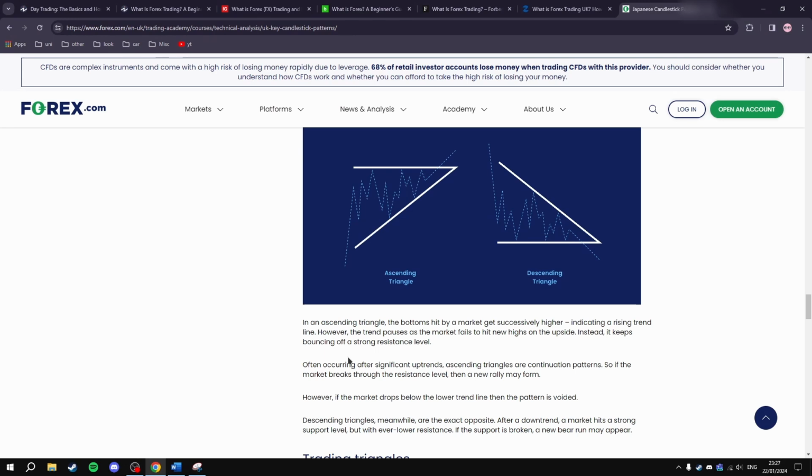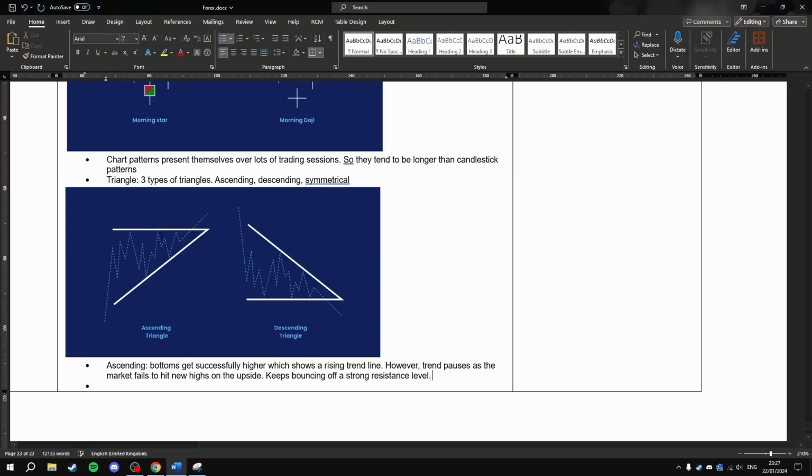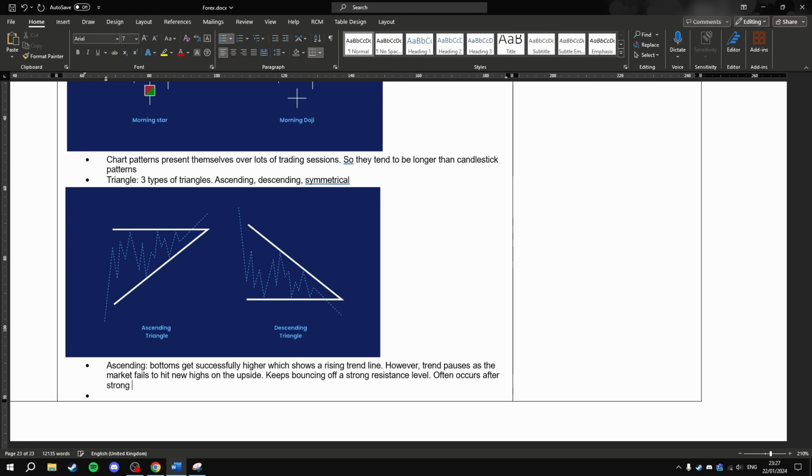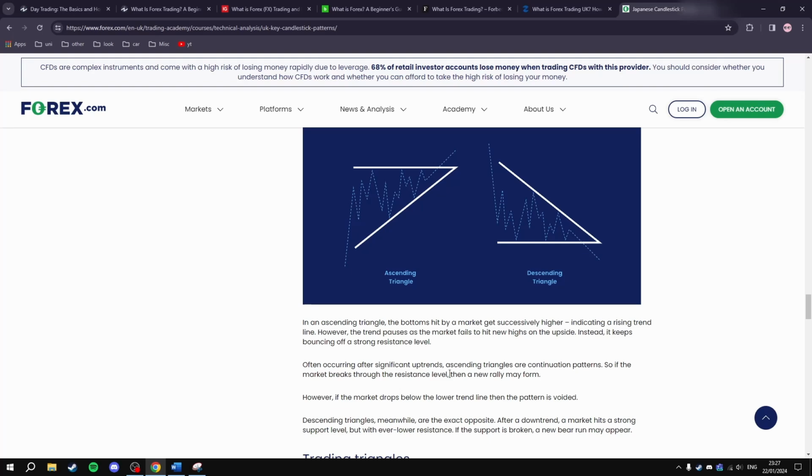Often occurring after significant uptrends, because after strong, significant uptrends, ascending triangles are continuation patterns. So if the market breaks through the resistance level, then a new rally may form.